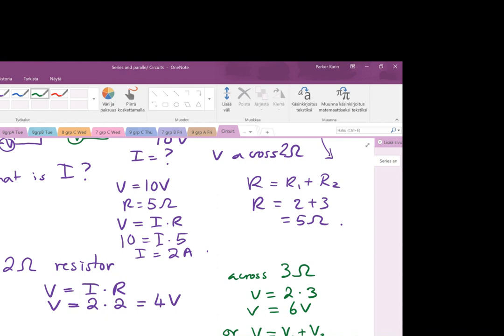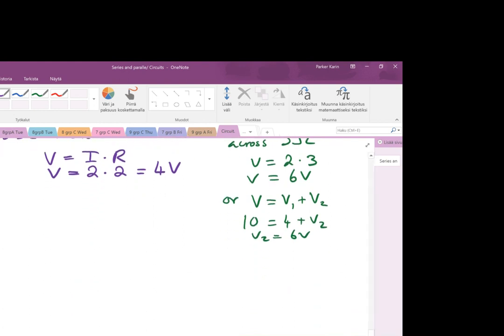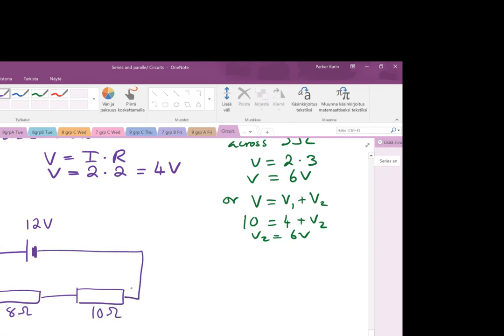Okay, so let's have another example. Okay. So, just checking my notes. 12 volts. 8 ohms. 10 ohms. V. Tell you what, have a go at that. Pause the video. See if you can do it. What is V?